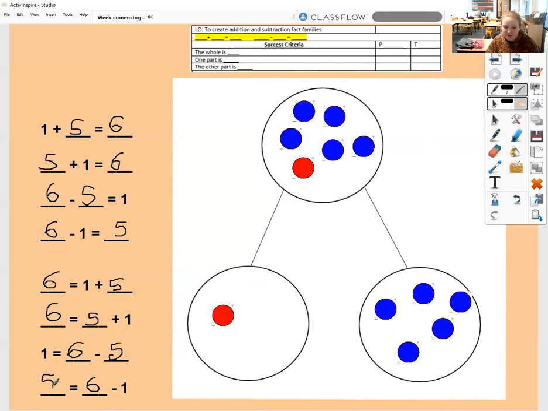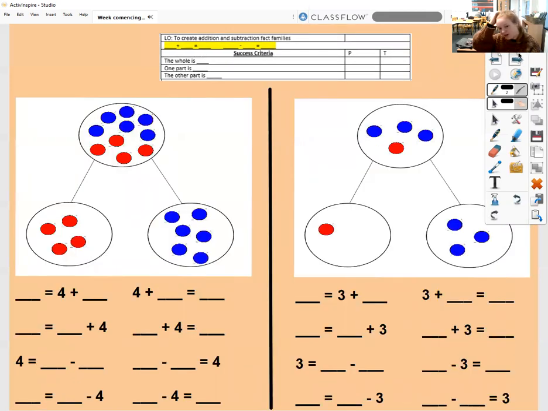My remaining part is 5. So 5 equals 6 subtract 1. Brilliant. Let's look at some together. We're going to complete this one together, and then you're going to go and have a go at this one.